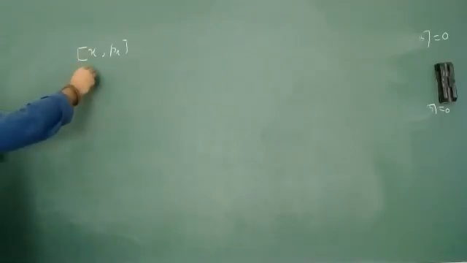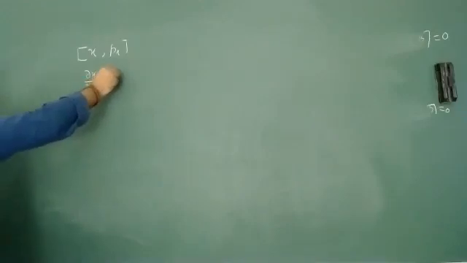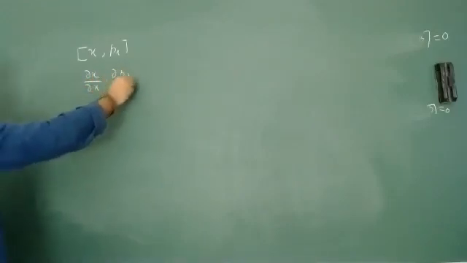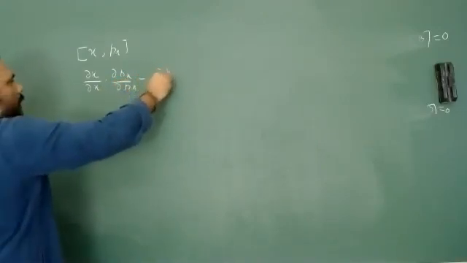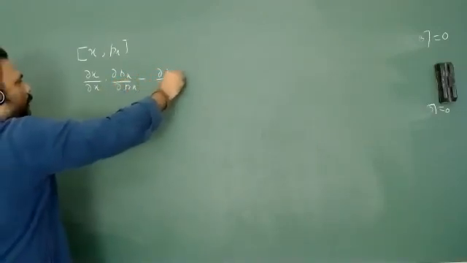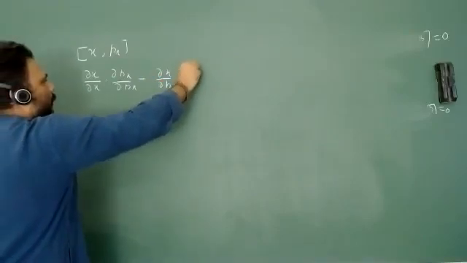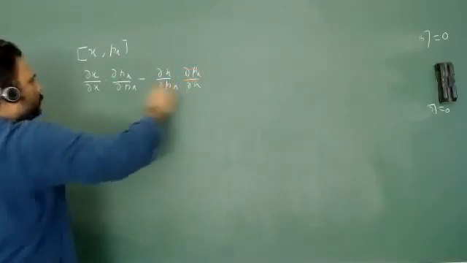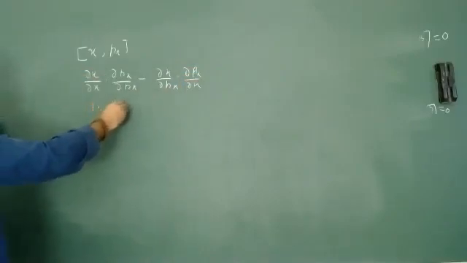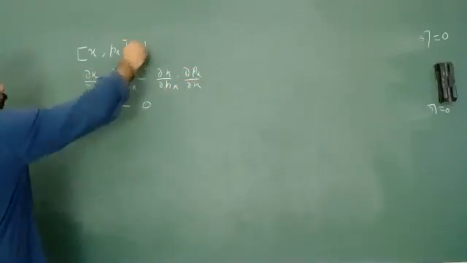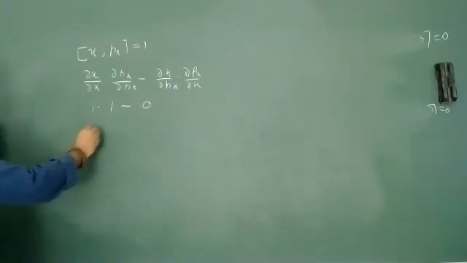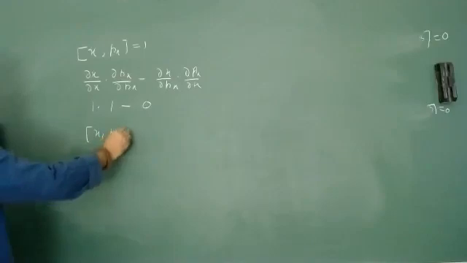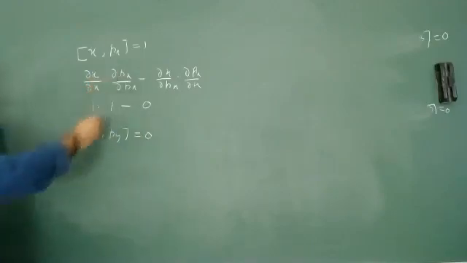So what is the Poisson bracket of x and px? You can just go for del x upon del x, del px upon del px, minus del x upon del px, del px upon del x. So this is 1, this is 1, and this will be 0. So this will be 1. But if I calculate x and py, then this will be 0.